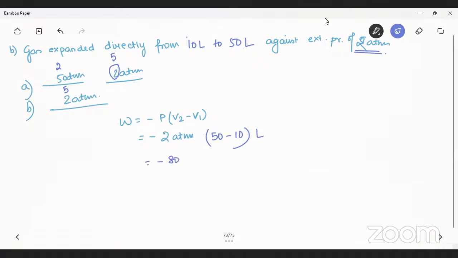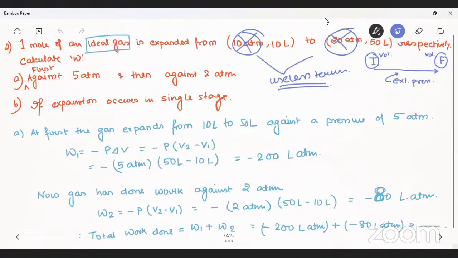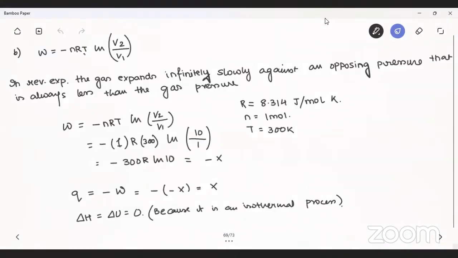So it will be minus 80 liter atm. If you want to convert it to joule, it will be minus 80 into 101.325 joule. Okay, so this is the calculation for the work done. Is this part clear? These two sums are very important. If you have understood these two sums, you will be solving all the sums in your textbook. Is this part clear? Whatever sums we have done today.